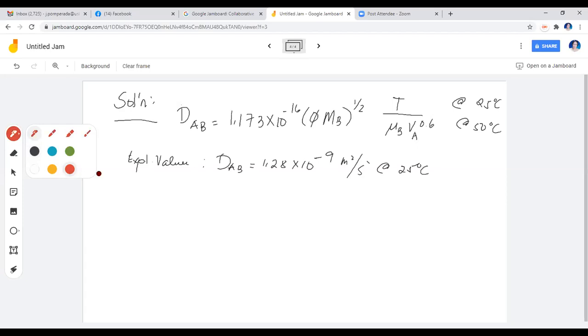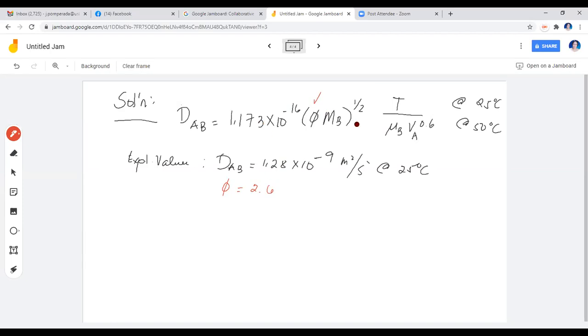Now, first in the formula that appears is the phi. And that phi is the association parameter of the solvent. So this is water that we're talking about. So this is already checked because we know that for water, our phi is 2.6, as read a while ago in the paragraph.